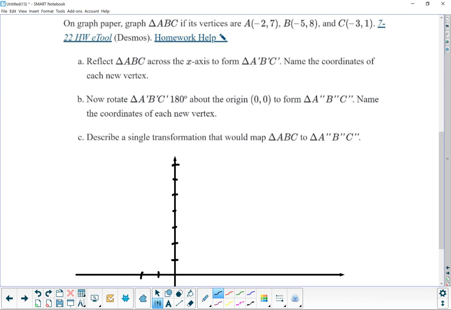So A is negative 2 and 7. 1, 2, 4, 6. So that's where A is. A is at negative 2 and 7.